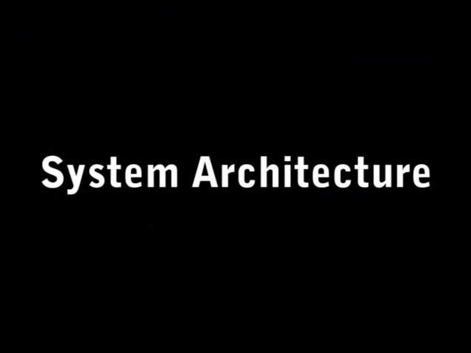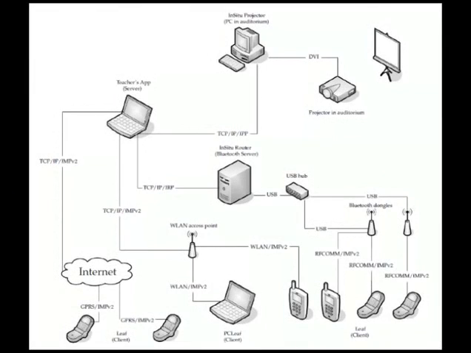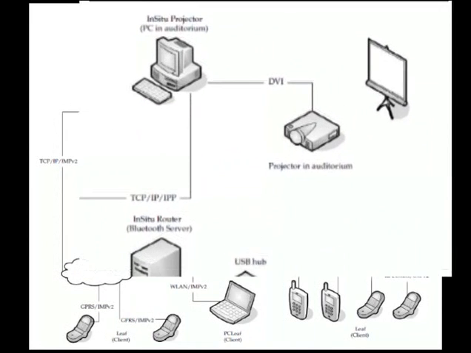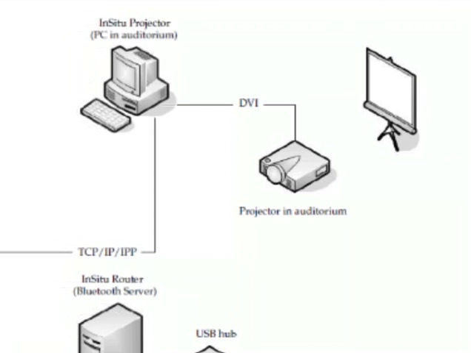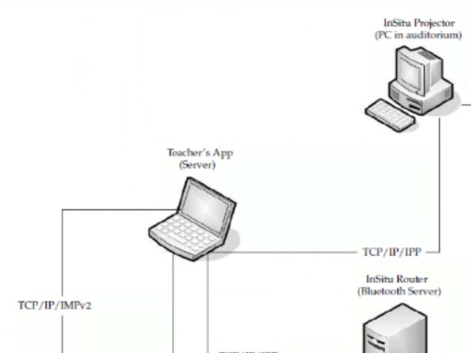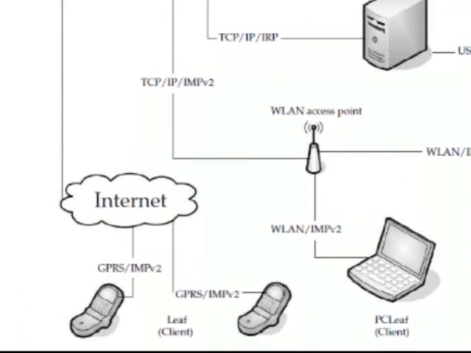Let's take a look at InSitu's architecture. InSitu consists of three main parts. At its core lies a server-client architecture supplemented by a projector component. First up is the video projector with the recording PC, which is responsible for displaying the InSitu interaction to the audience. Next is the teacher's application, the system server, which handles communication between the teacher and the students and processes the data. Finally, there are the students using their own mobile phones or notebooks as InSitu clients.